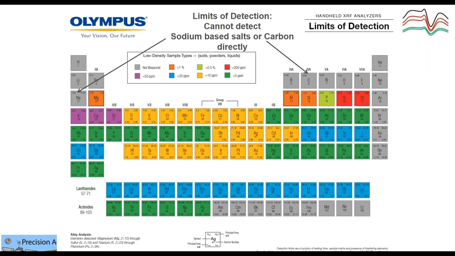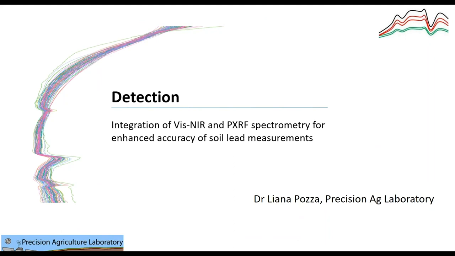Okay, so this is another study that tries to merge these two concepts, visible NIR spectroscopy, with a portable, that's why the P, a portable X-ray fluorescence spectrometer. And take the best of two worlds. We have the NIR spectrometer that would be able to, for example, detect different clay minerals, and then we have the XRF that is able to detect heavy metals.